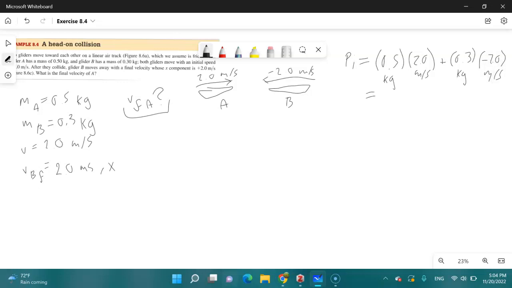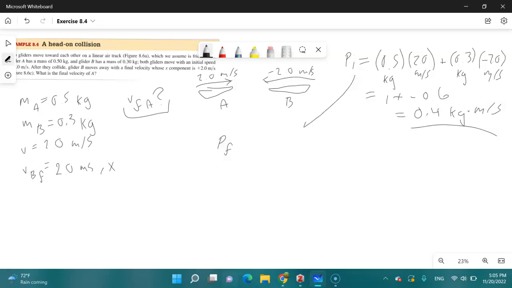And so let's multiply these values. 0.5 times 2 is 1, plus a negative 0.6. That's going to give us an initial momentum of 0.4 kilograms times meters per second. That's our initial momentum. But we're trying to find the final velocity for A. So now let's try to find the final momentum and work from there.